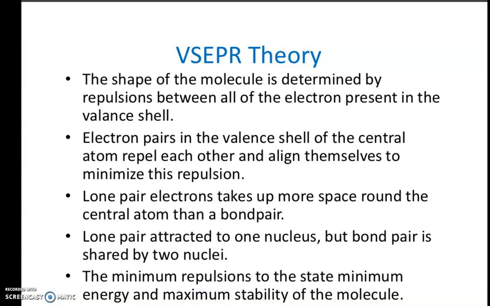Lone pair electrons take up more space around the central atom than bond pairs. So lone pair electrons will take more space. A lone pair is attracted to one nucleus but a bond pair is shared by two nuclei. The minimum repulsion gives the state of minimum energy and maximum stability of the molecule. If a compound has minimum repulsion, then the compound is more stable.